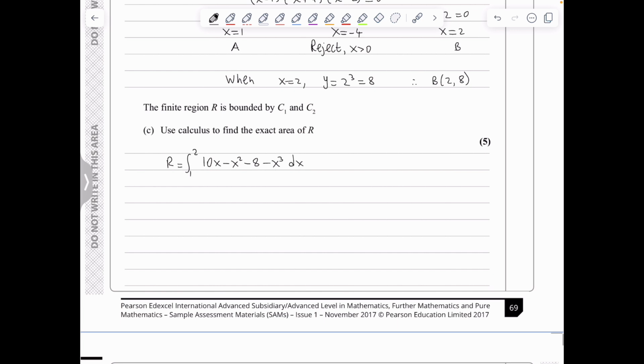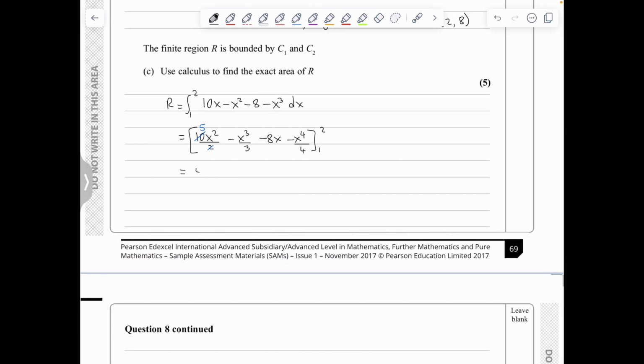So in integration, we are increasing the power by 1, dividing by the new power, which gives me 10x squared over 2 minus x cubed over 3 minus 8x minus x to the power of 4 over 4, from 1 up to 2. Obviously, the 10 with the 2 simplified to give me a 5 here. So if I substitute the upper limit, I will get 5 times 2 squared minus 2 cubed over 3 minus 8 times 2 minus 2 to the 4 over 4.